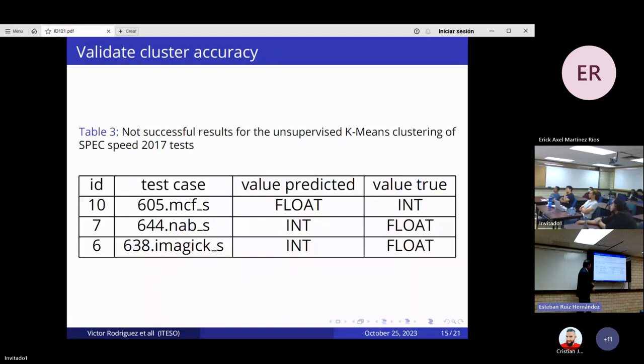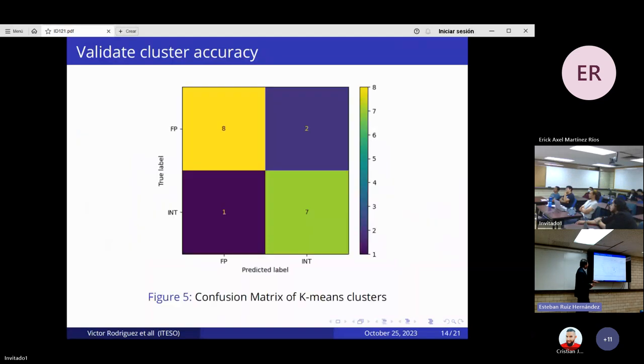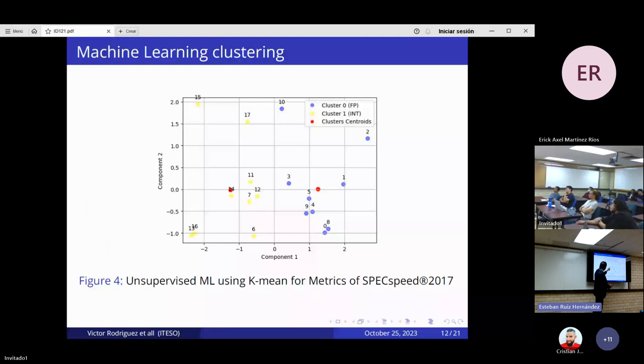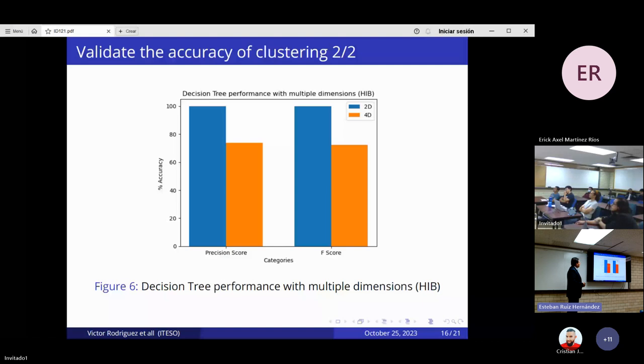And as I said, predicted wrongly, and we can see that 10, 7, and 6 are mostly on the boundaries of the cluster. We can draw a boundary of the clusters. They are very close to the boundary. That's the idea that we have, that it could be the reason.